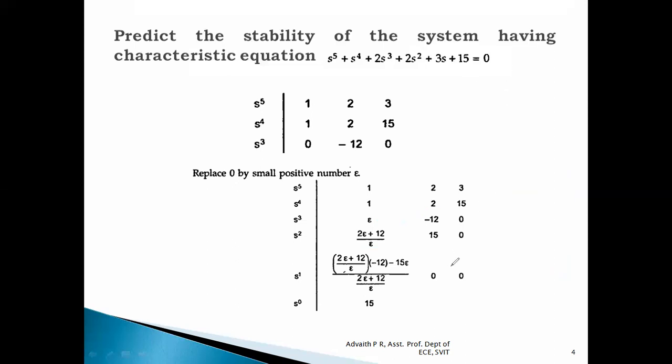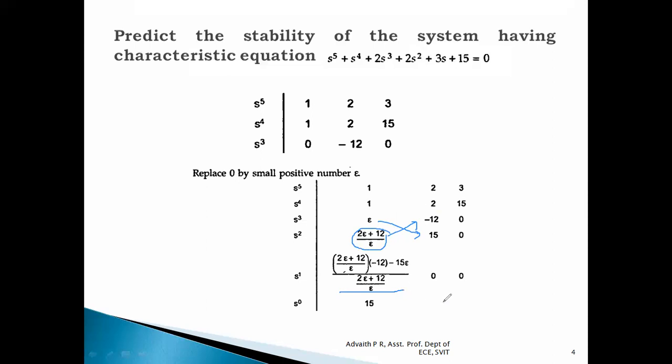After this, to get the value corresponding to the row s to the power of 1, we compute: (2 epsilon plus 12) divided by epsilon, multiplied by minus 12, minus 15 into epsilon, divided by (2 epsilon plus 12) divided by epsilon.